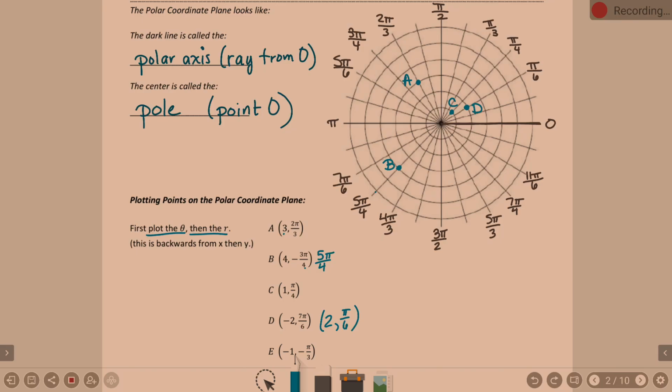And E. We're going to throw both negatives in at once. Okay, so where's negative pi over 3 going to take me? We're going to end up at 5 pi over 3. Then, where does negative 1 take me? Through to the other side, so it shoots you backwards through the pole. And so then we're going to end up at 1 on 2 pi over 3. And that is point E. So find your angle, and then count your rings.